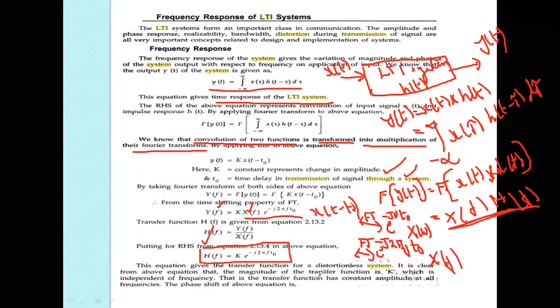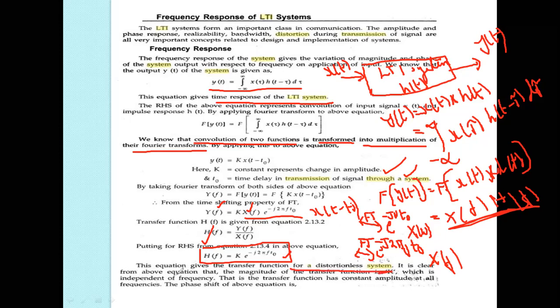Okay, I take y of t with the amplitude k, the constant that represents the change in amplitude, and the time delay in the transmission of a signal through a time invariant system, my dear students. So its frequency response h of f is equal to k into e power minus j 2 pi f into t naught. This equation gives the transfer function of a distortionless system.